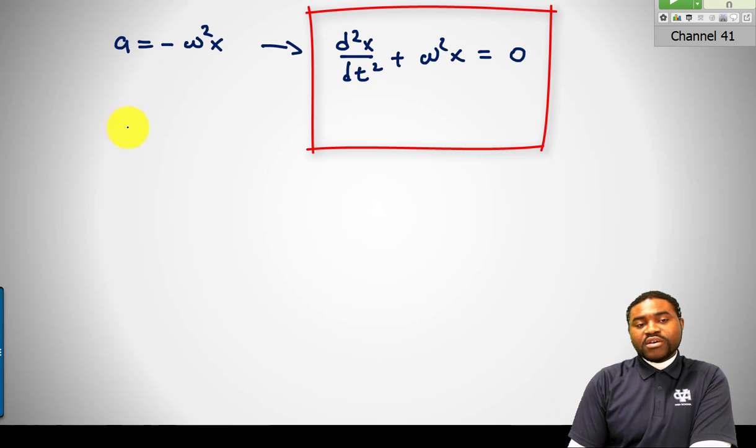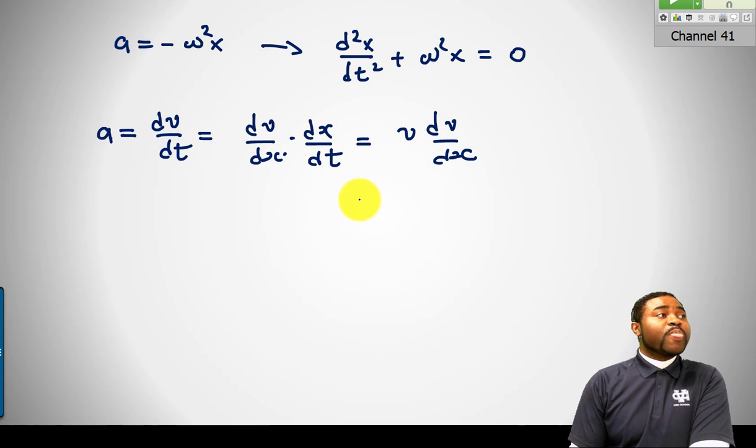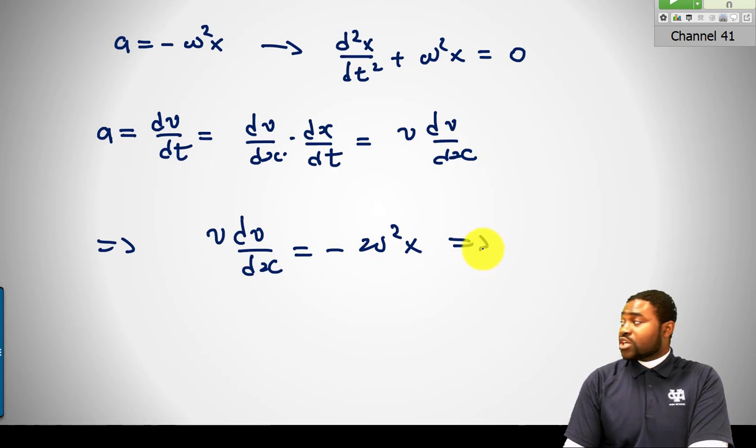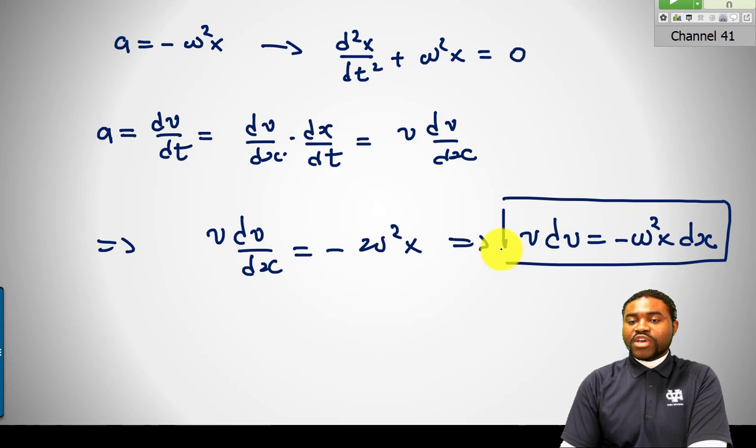Now, let's come back here. You know that A is equal to what? dv over dt, which is going to be dv over dx times dx over dt. This is v dv dx. Therefore, this implies that v dv dx is equal to negative omega squared x, which can be simplified to v dv equal to negative omega squared x dx. Now, we have separated the variables.